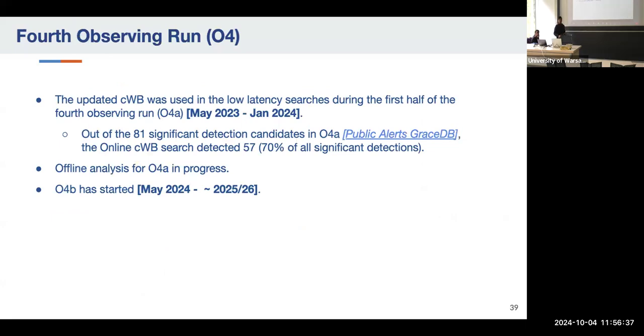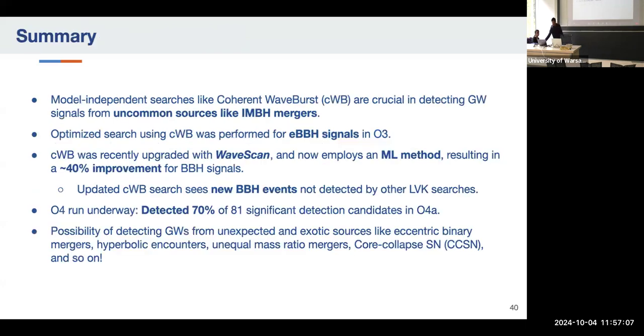Now, the fourth observing run is ongoing, and in the first half, which was from May 2023 to Jan 2024, this updated search was used in the low latency searches, and it was able to detect 70% of all the significant candidates that were sent out. And currently, we are doing the offline analysis for the O4A events, and the O4B run has already started in May 2024 of this year. So to summarize, model-independent searches like Coherent WaveBurst are very crucial in detecting any uncommon sources like eBBH mergers or IMBH mergers.